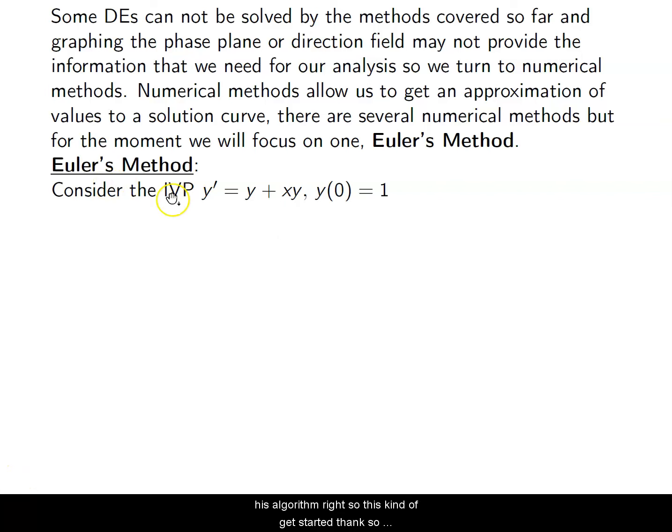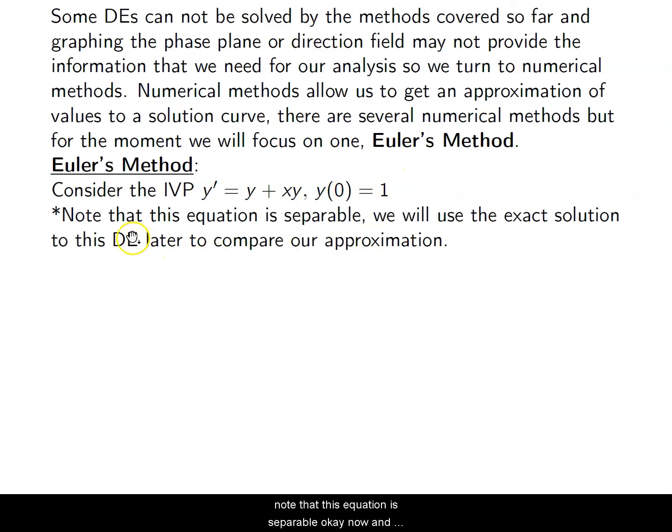All right, so we have this IVP, we have this equation, right? The first derivative is equal to y plus x times y, and we have y of 0 equals 1, right? So I have an initial condition. Note that this equation is separable, okay? Now I chose a separable equation on purpose so that we can compare our approximation that we're going to come up with versus the actual solution, right? So it's nice when we have this, but obviously we always, like I said before, have something that we can find the actual solution for.